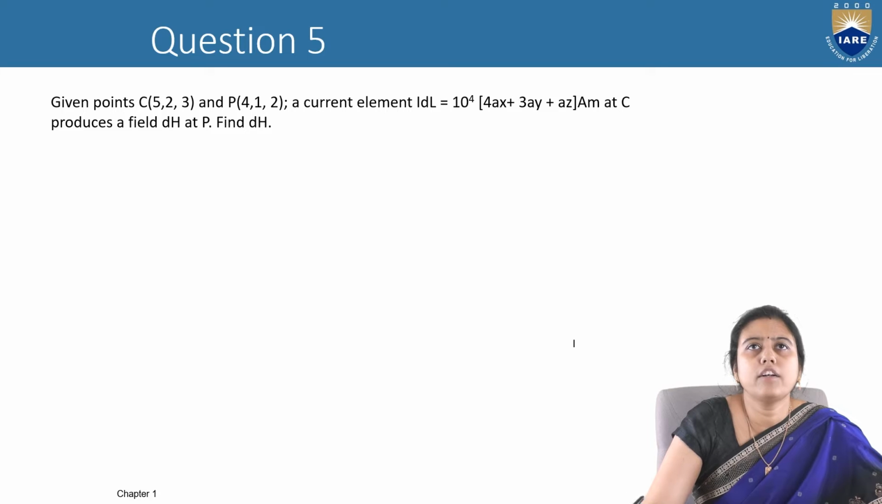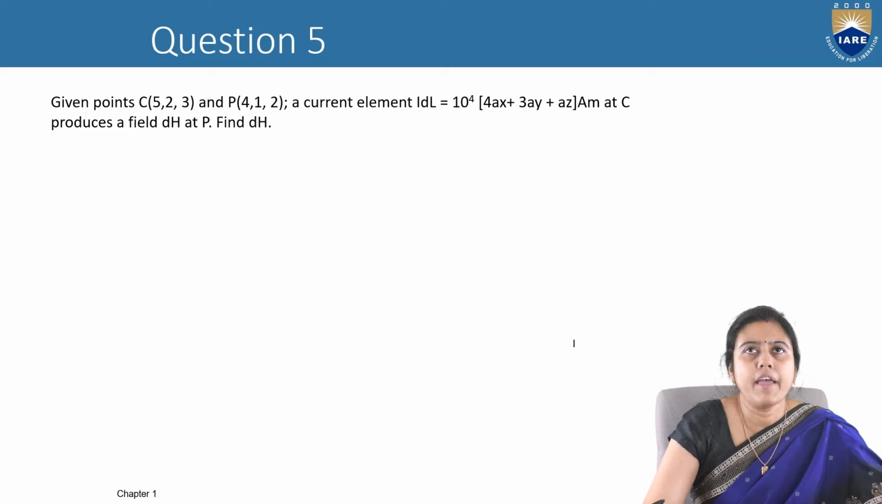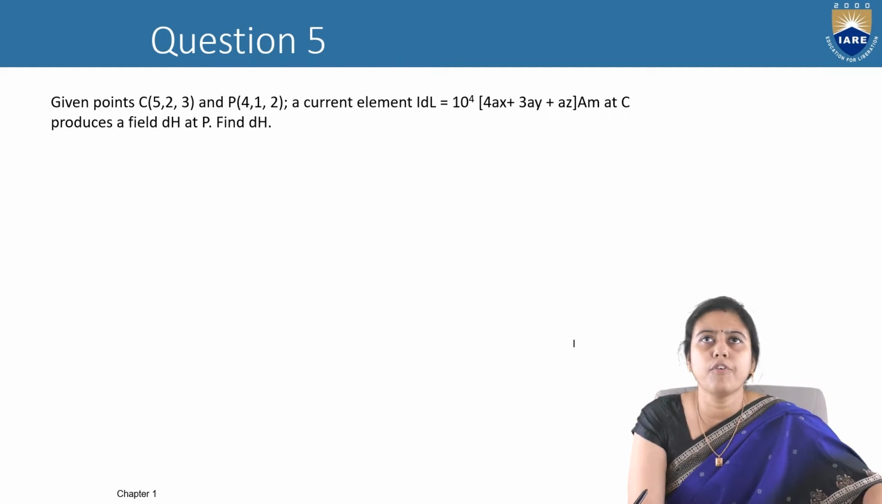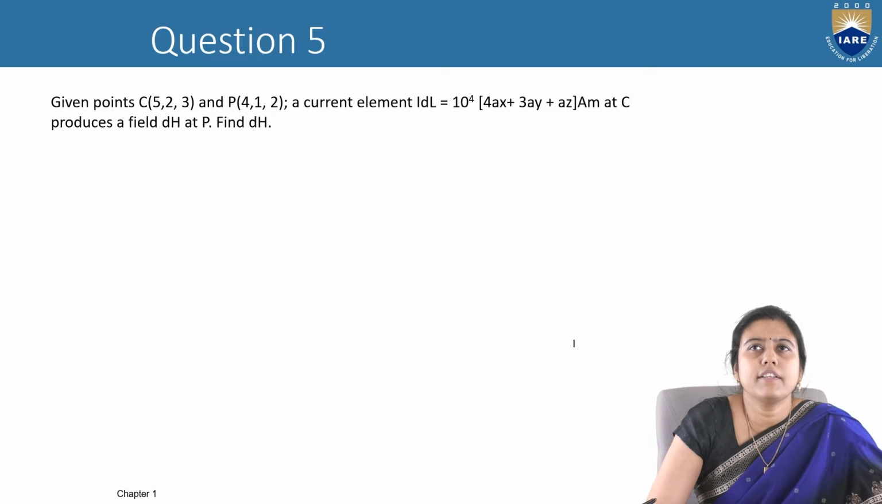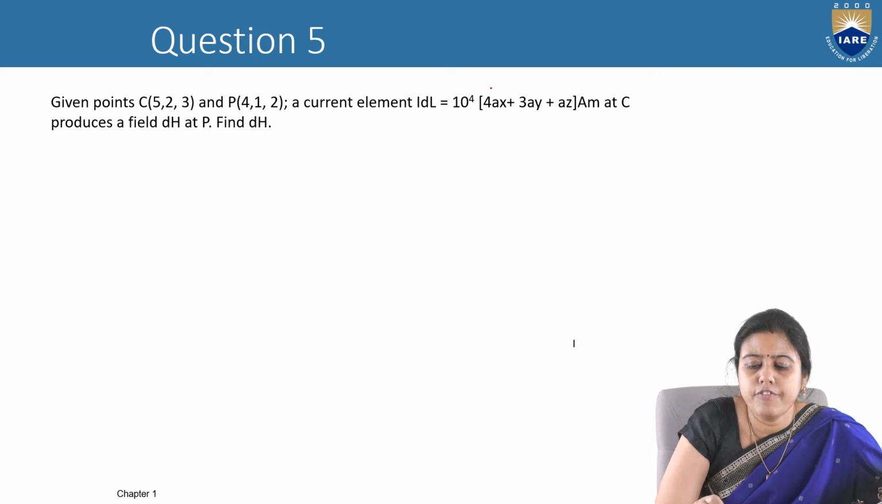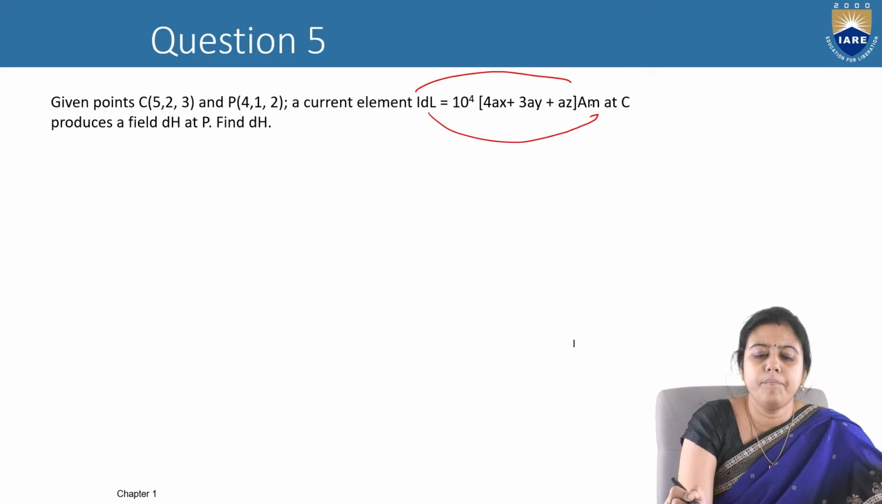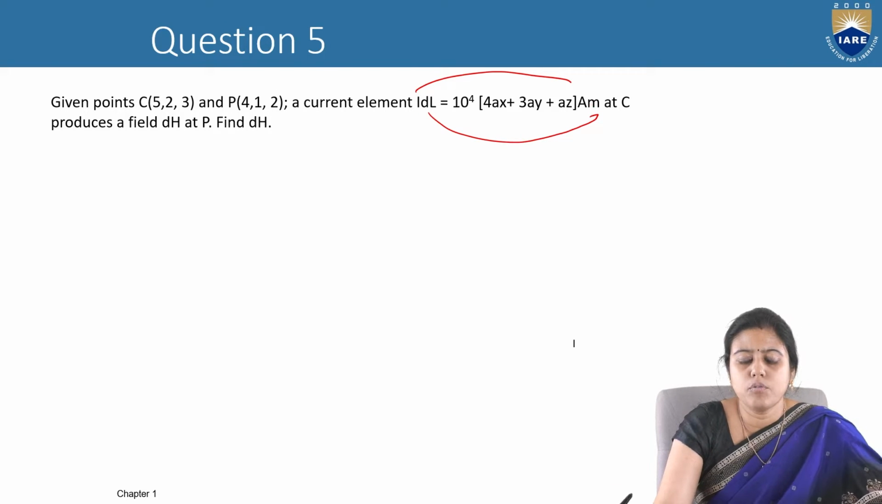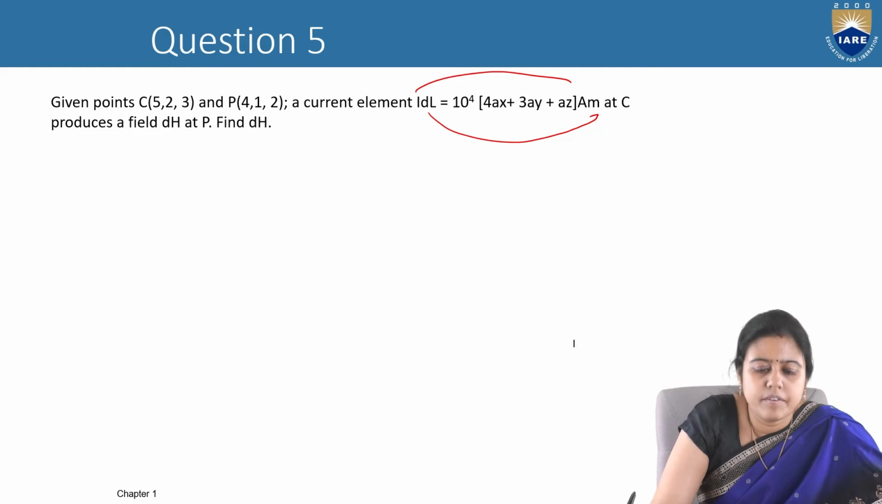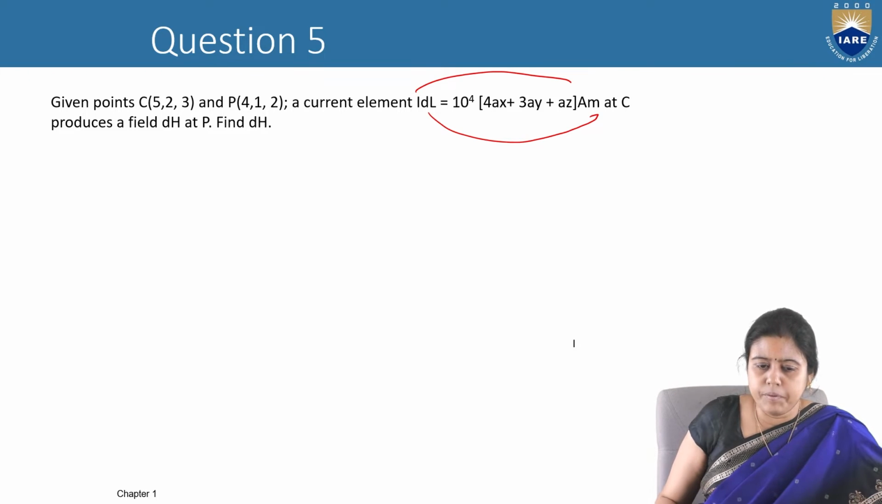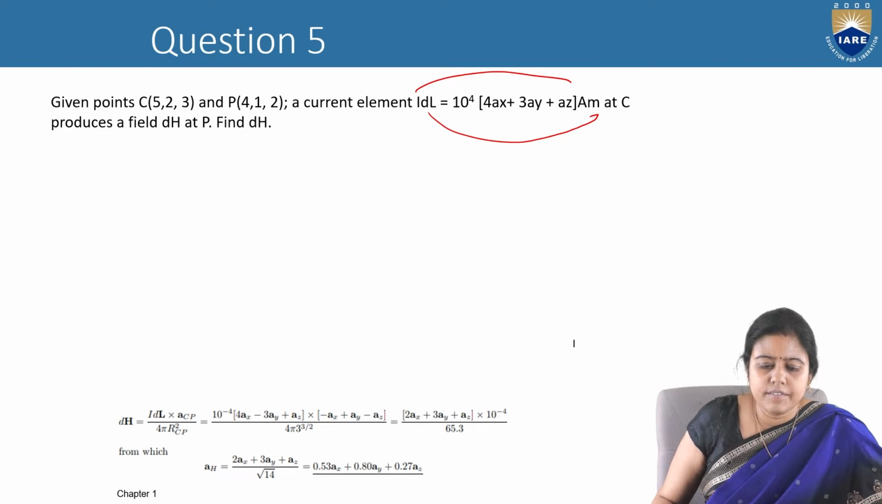Next, there are 2 points C 5, 2, 3 and P 4, 1, 2. Calculate the dH value, given I dl is 4ax plus 3ay plus az ampere meter. Ampere is the unit of current and dl is the unit of meter. We have to calculate dH at point P. Find dH. So what is the formula?